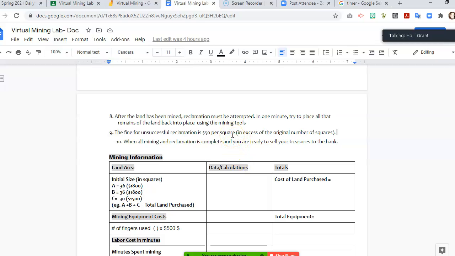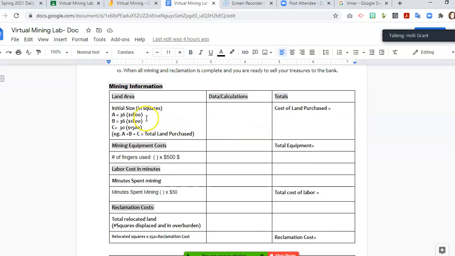Okay. Now when all the mining and reclamation is complete, we're ready to sell the treasures to the bank. But we have to ultimately do an inventory of what happened. So on the mining information, your initial size in squares. The squares might have been off a little bit, so I'm not as worried about it. Just change it.